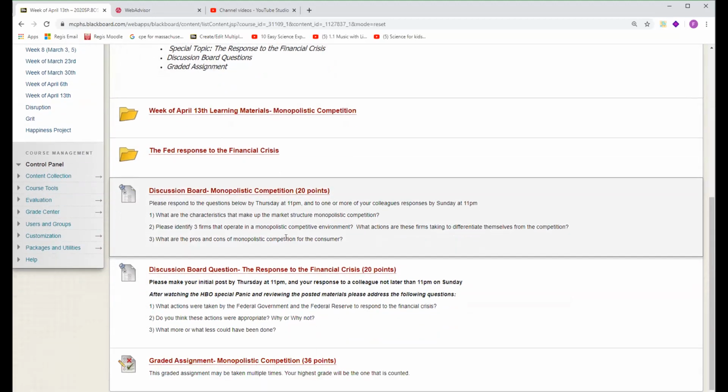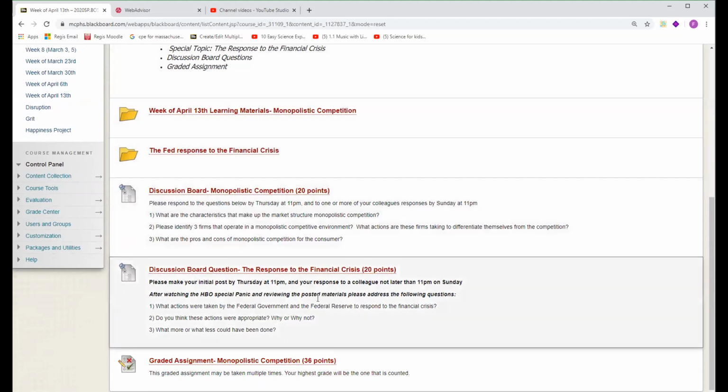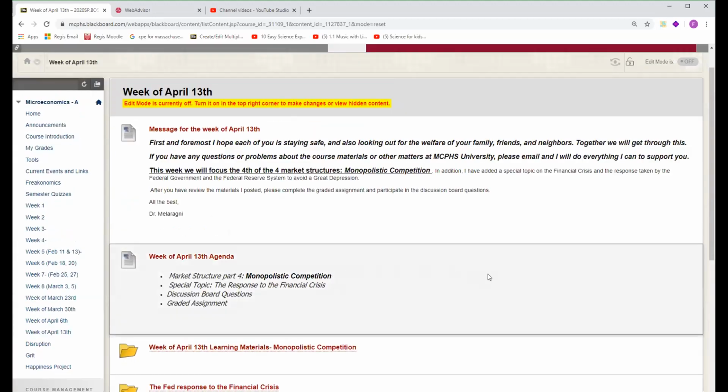The requirements for the week are to go through the materials I've posted, to answer the 2 discussion board questions, and then to complete the graded assignment on monopolistic competition. So again, if there's anything I can do to be of service to you during this time, please reach out to me. I hope you remain safe.